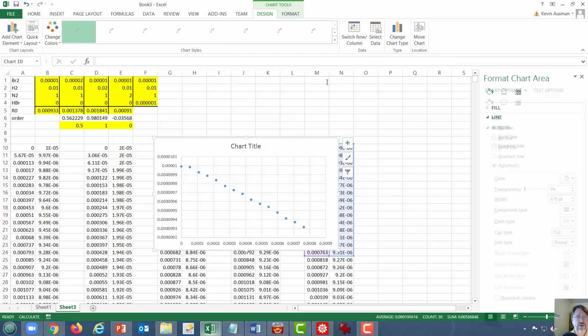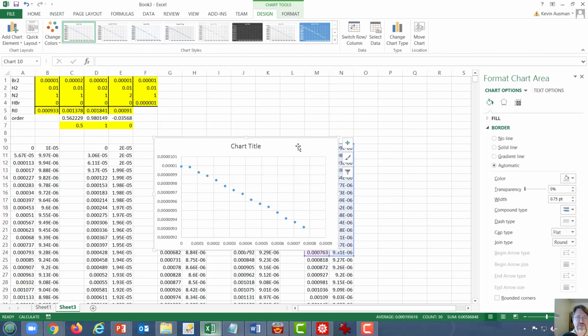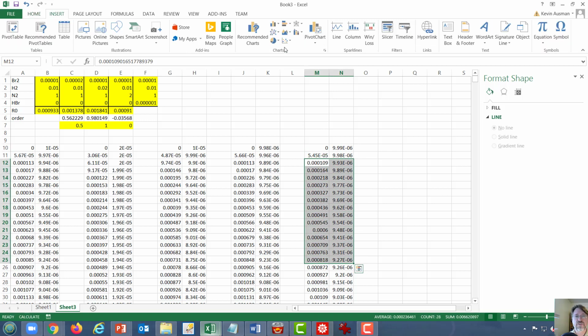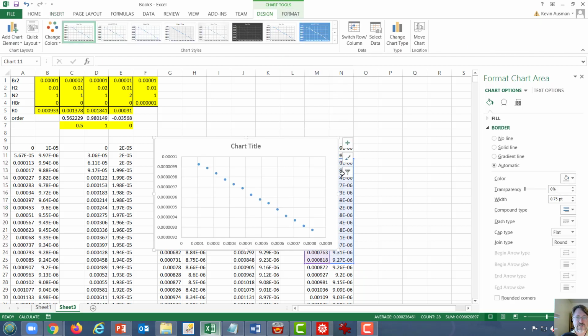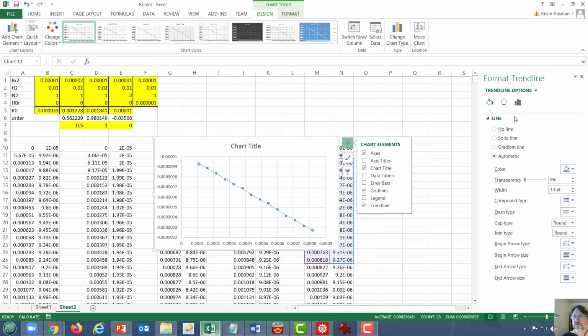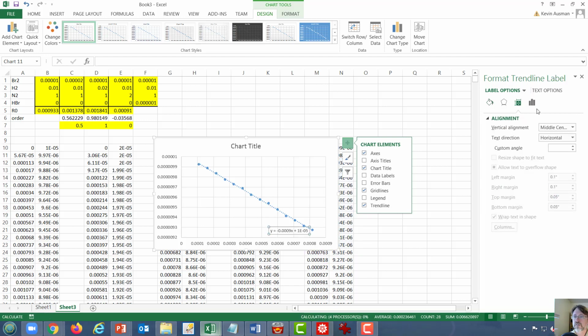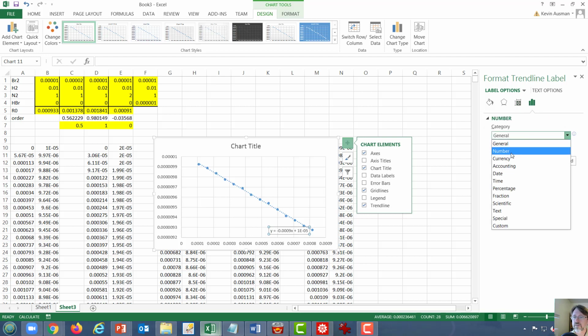Insert scatter chart. First data point looks bad. We'll skip 2 just to make sure. That should be far enough. Insert scatter chart. Trend line. Number.